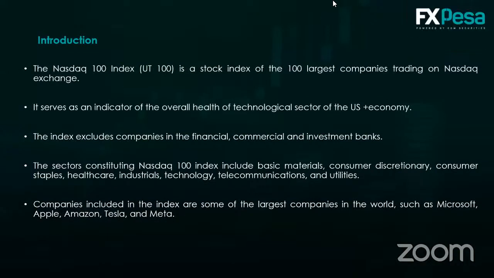So UT 100 is the code for NASDAQ 100 on our trading platforms. And it is a stock index of the 100 largest companies trading on the NASDAQ exchange in the US. So it basically serves as an indicator of the overall health of the technological sector in the US economy. So the index basically excludes companies in financial services, commercial and investment banks.